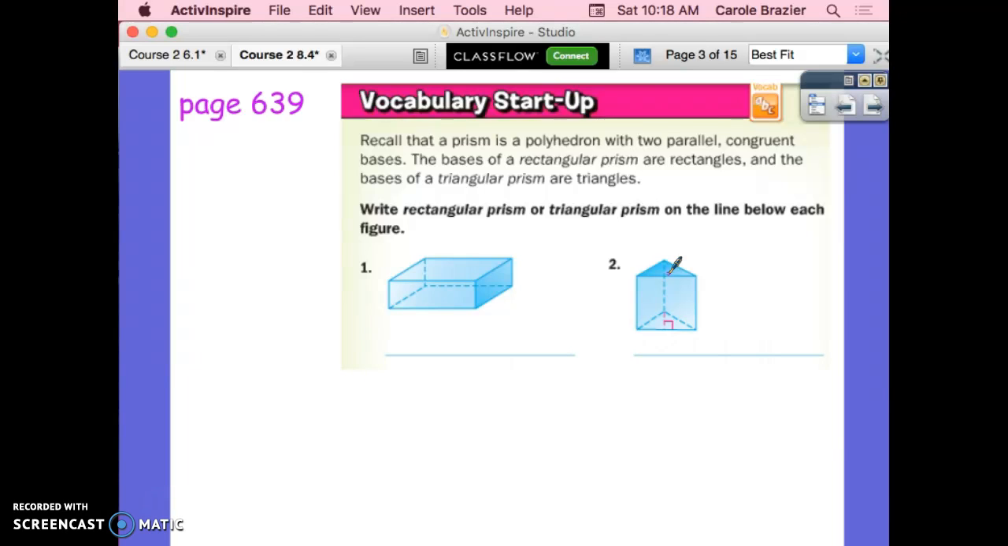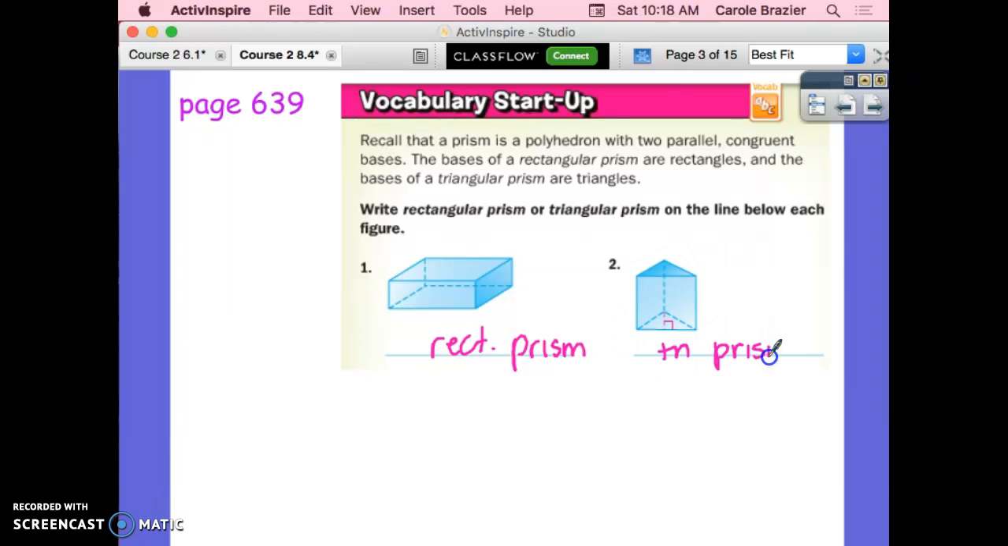So just looking at these shapes, all we're going to do is look at our bases. So this first base, the bottom, is a rectangle. So this would make this a rectangular prism. Okay, our next base is a triangle. So that would make this a triangular prism.